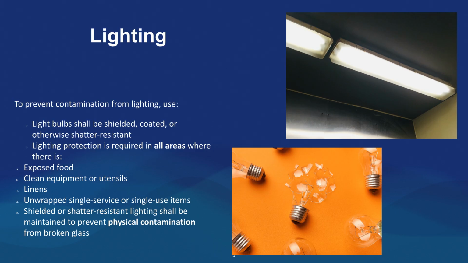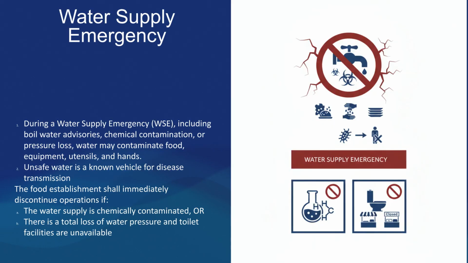To prevent contamination from lighting, light bulbs must be shielded, coated, or shatter-resistant in all areas. With exposed food, clean equipment, utensils, linens, or unwrapped single-use items. During a water supply emergency, water may contaminate food, equipment, and hands. If the water supply is chemically contaminated, or there is a total loss of water pressure and toilet facilities are unavailable, the food establishment must immediately discontinue operations.